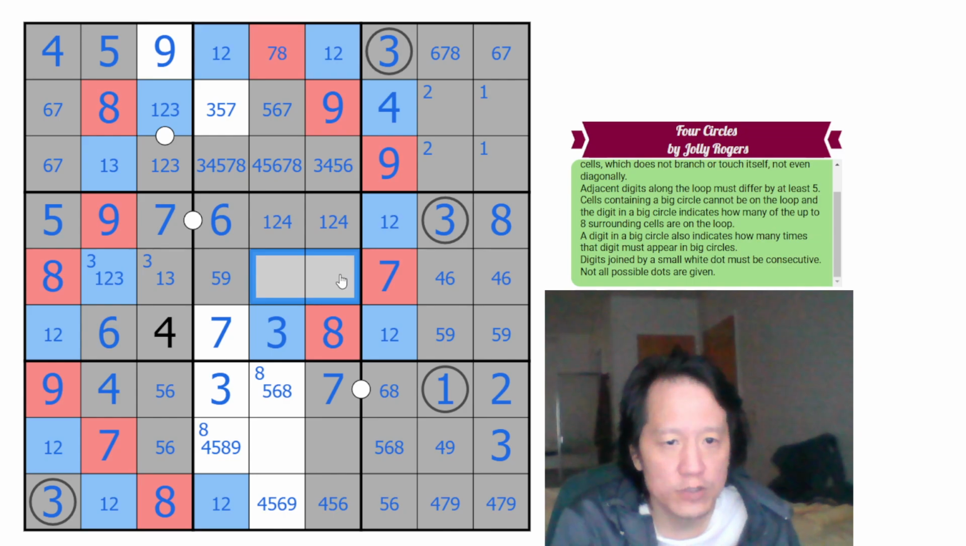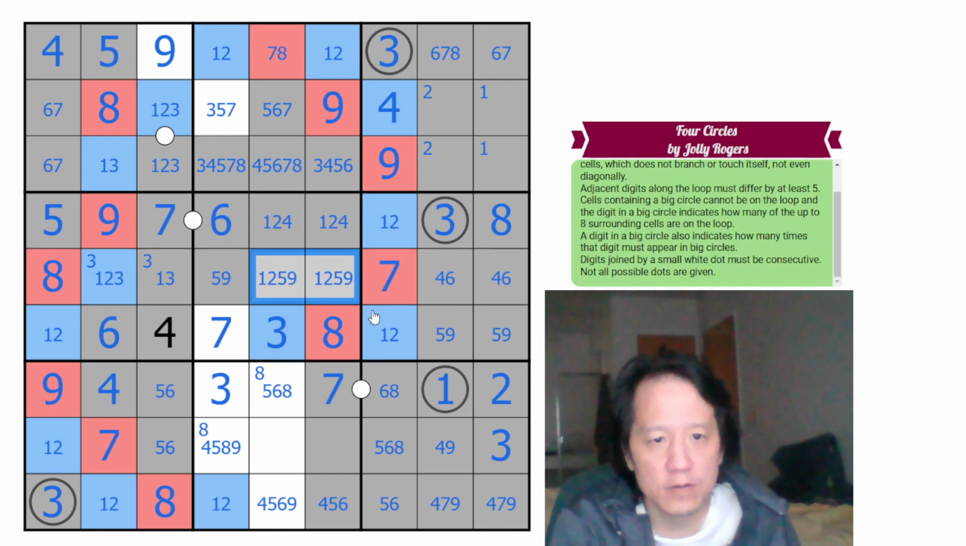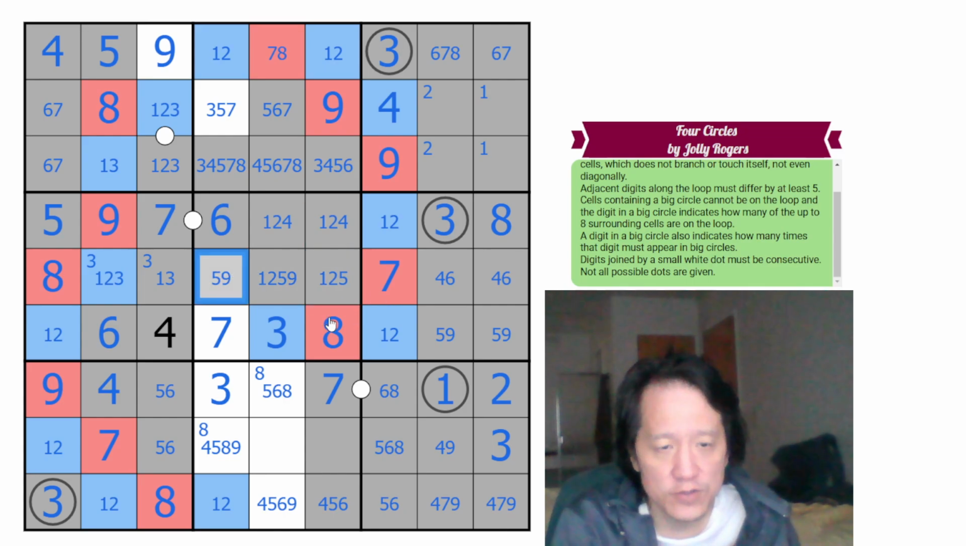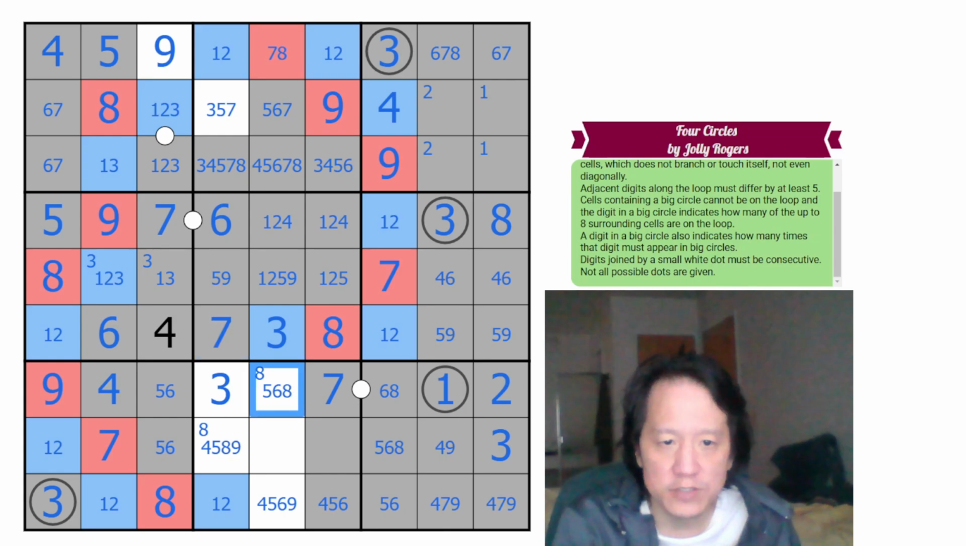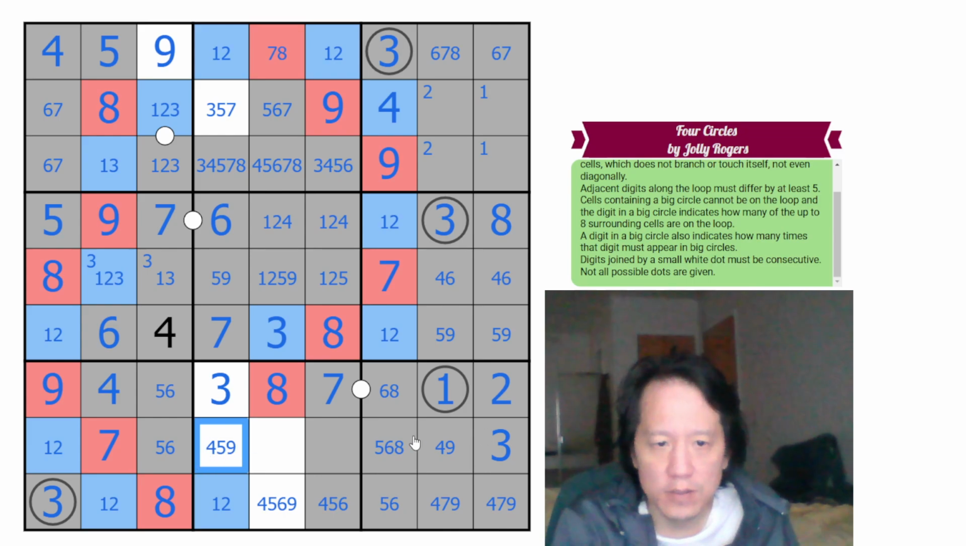This has to be 1, 2 with 5 or 9. So this can't be 9. This is 5 or 9. This is a 7 now. So it cannot go that way. It must go this way. So therefore, this must be an 8. So this can't be 8.